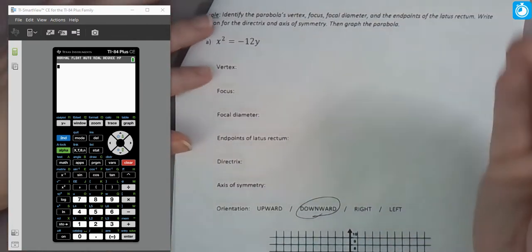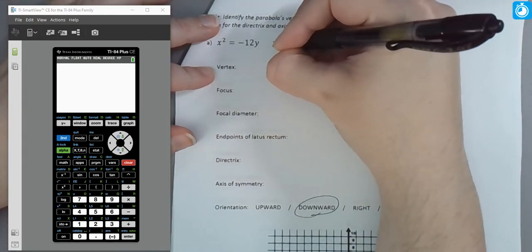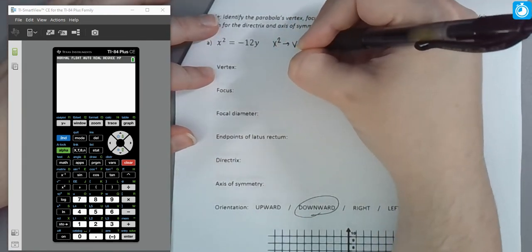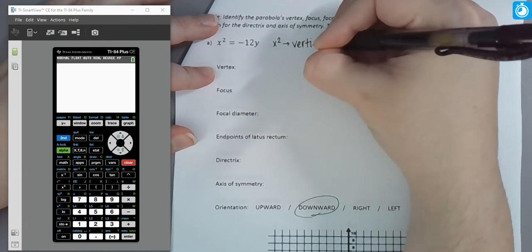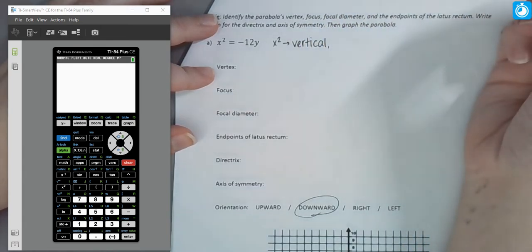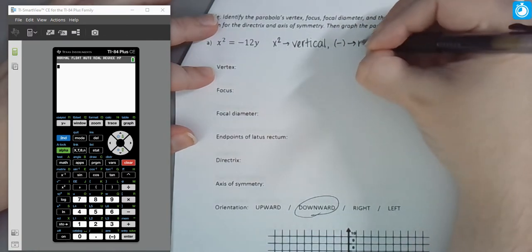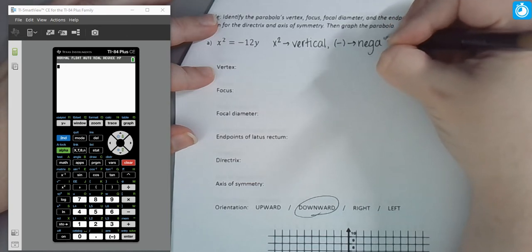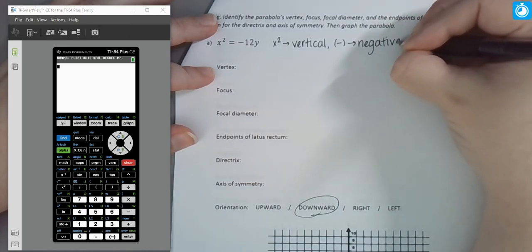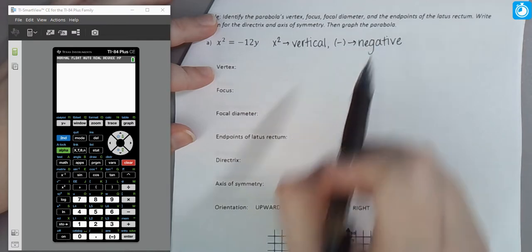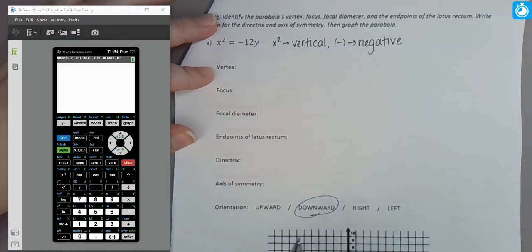So again, let's break that down. The fact that it's x squared means it's going to be vertical. And the fact that we have a negative constant tells us that we open in the negative direction vertically. So opening vertically in the negative direction means opening downward. Okay, so that tells us the vertex is going to be the highest point on the graph. It tells us our axis of symmetry is going to be vertical, and then everything is associated from there.